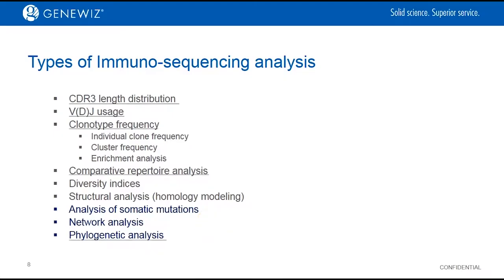Because of a time limitation, I will talk today only about the most common types of analysis, which include CDR3 length distribution, VDJ usage, clonotype frequency, comparative repertoire analysis, and phylogenetic analysis.